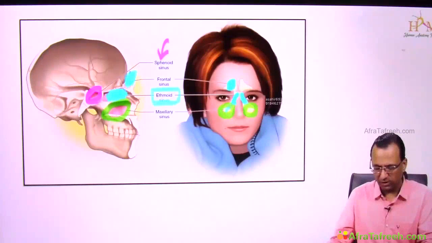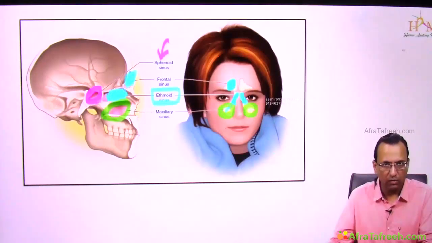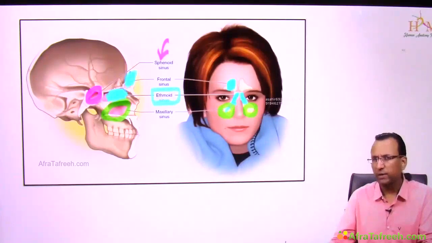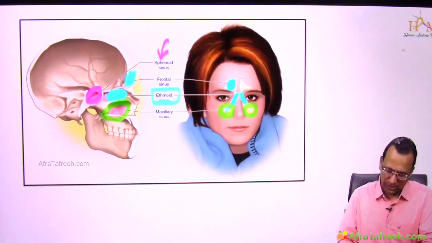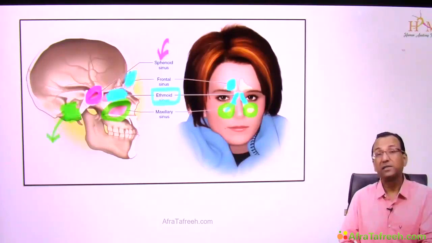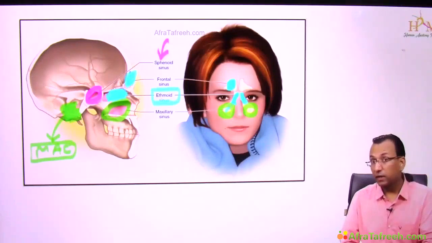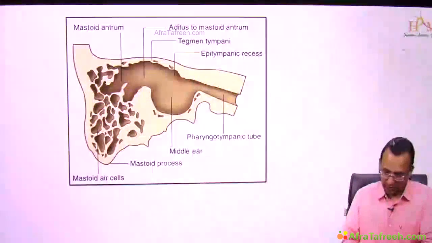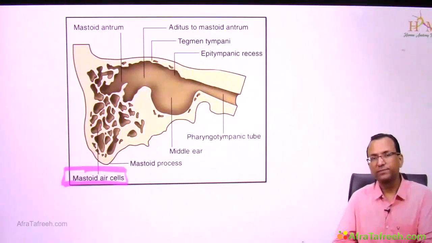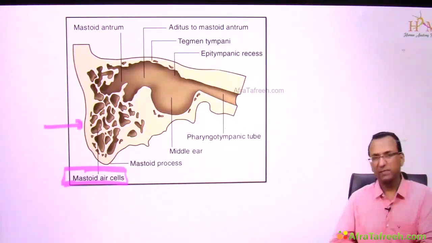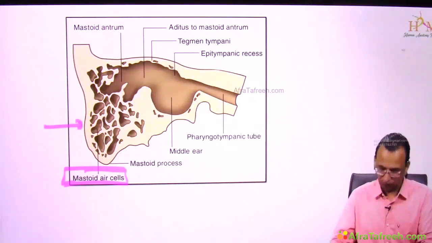Why do you want to know this pneumatic bone? Everybody knows the pneumatic bone. I'm just telling you the relation because we have to see that in X-ray, and I'm telling you one more thing. Do you know the mastoid air cells? Are you trying to say temporal bone is pneumatic? Yes. Remember, temporal bone is a pneumatic bone. It has mastoid air cells.